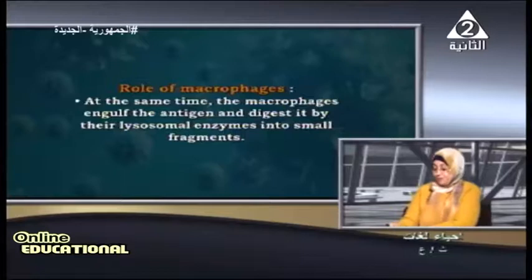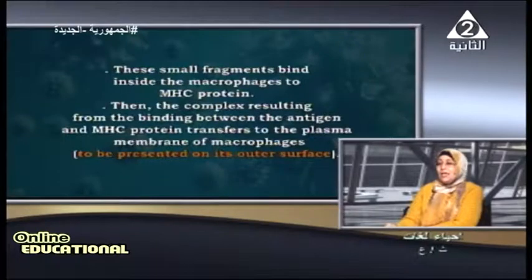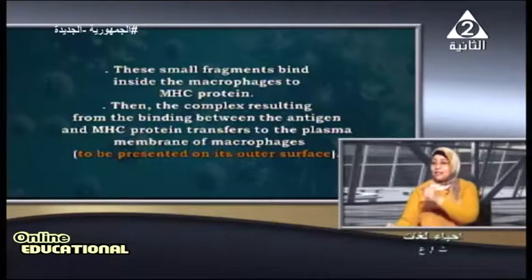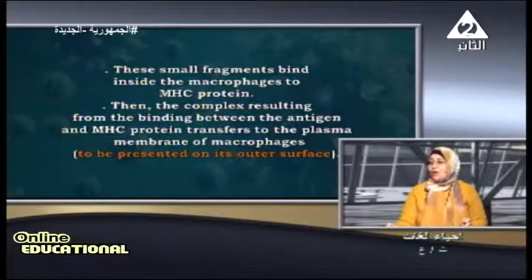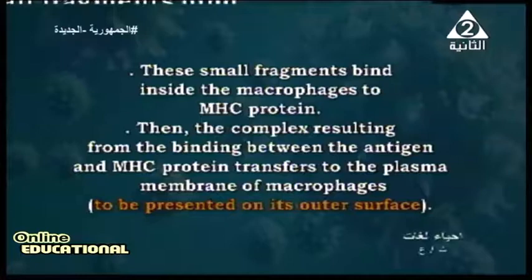Now we are going to see what happens after that with these small fragments. These small fragments coming from the lysosome bind inside the macrophage, forming the major histocompatibility protein. What happens to the MHC? The complex resulting from this binding between antigen and MHC is transferred to the plasma membrane. Plasma membrane means the outside of the macrophage, to be presented on its outer surface.